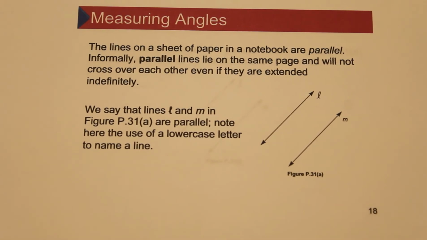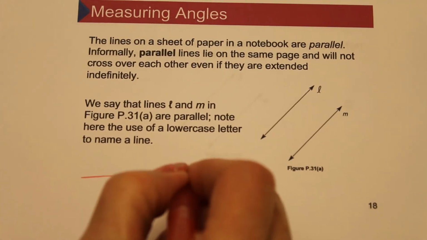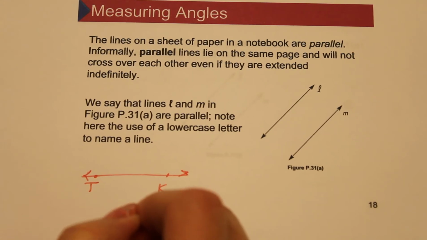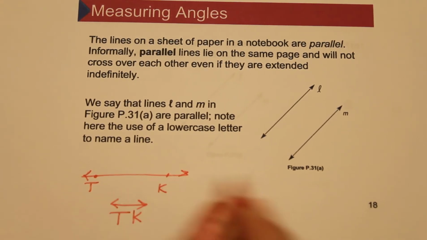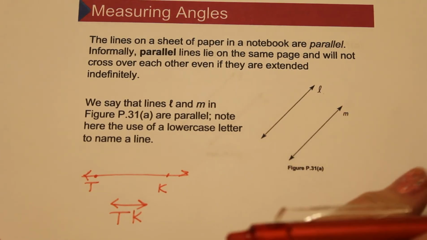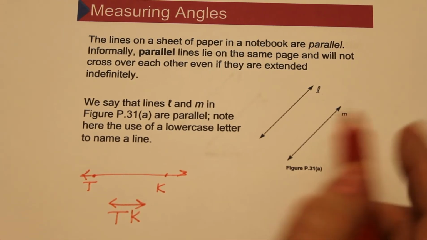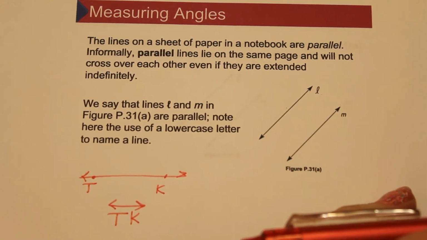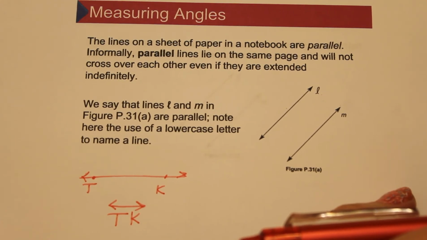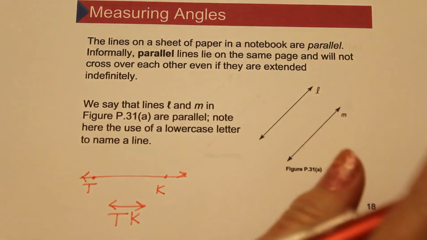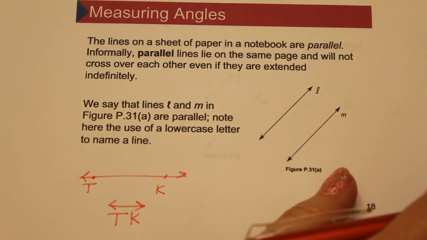So now let's talk about lines. Up until now, we've seen that lines can actually be called by names of points. Here's the line TK. But lines can also have lowercase scripted letters as names. So here's line L and here's line M. Notice the arrows on both sides. Lines are parallel if they will never intersect. They're in the same plane, we'll learn about that, but they will never intersect.